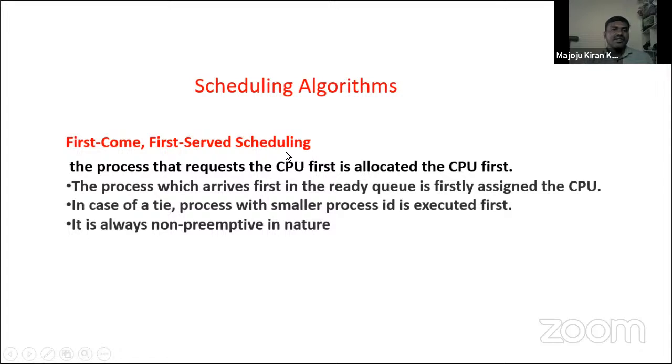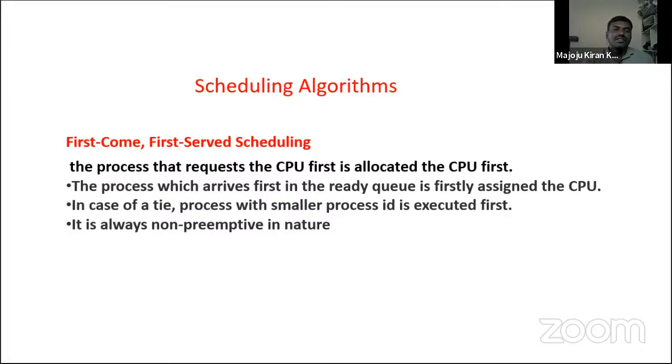In this scheduling algorithm, the criterion is which process gets the CPU: the process which arrives first will get the CPU first. In the first come, first served scheduling algorithm, the process whose arrival time is less will get the CPU first. The processes get the CPU in the order of their arrival time.